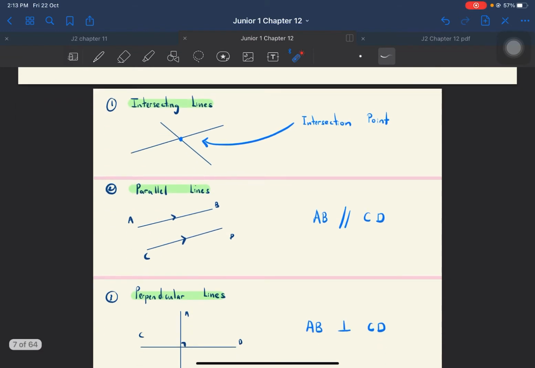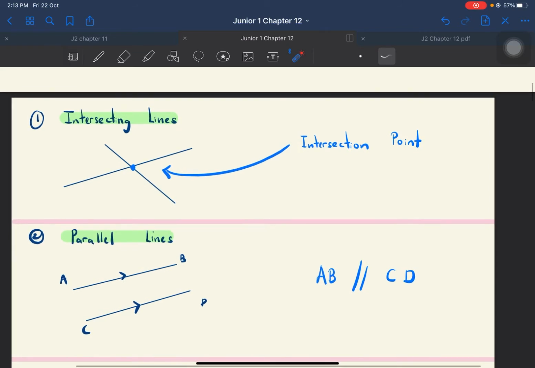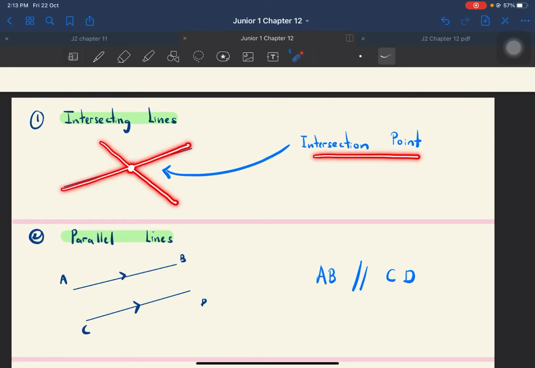Next one, we're going to learn about intersecting lines, parallel lines, and perpendicular lines. When you have two straight lines intersect, at this point we call it the intersection point. And they are intersecting lines.